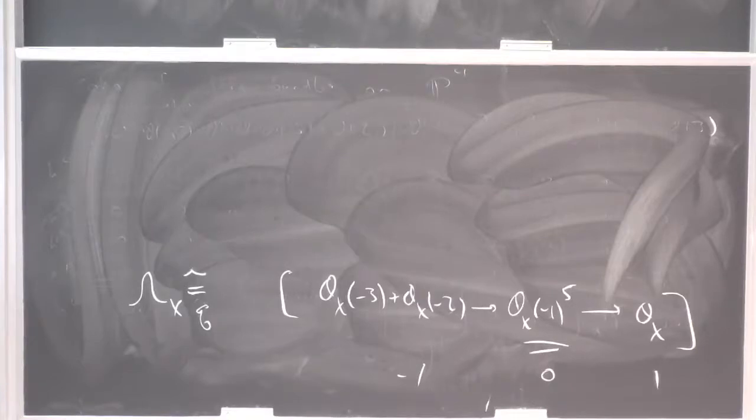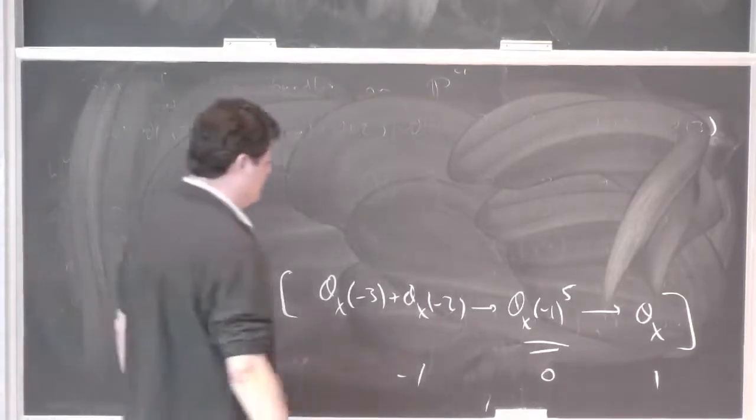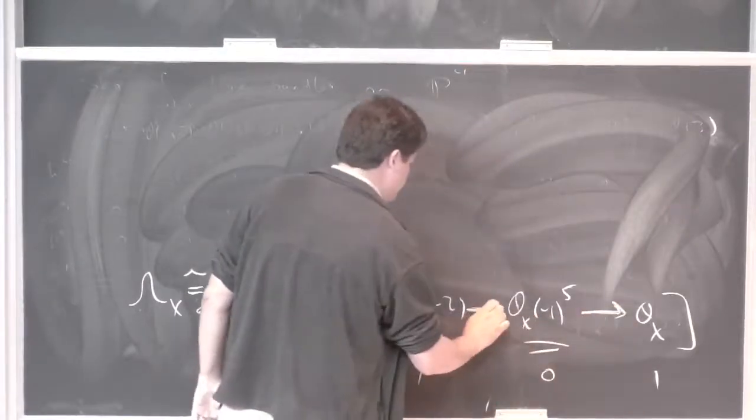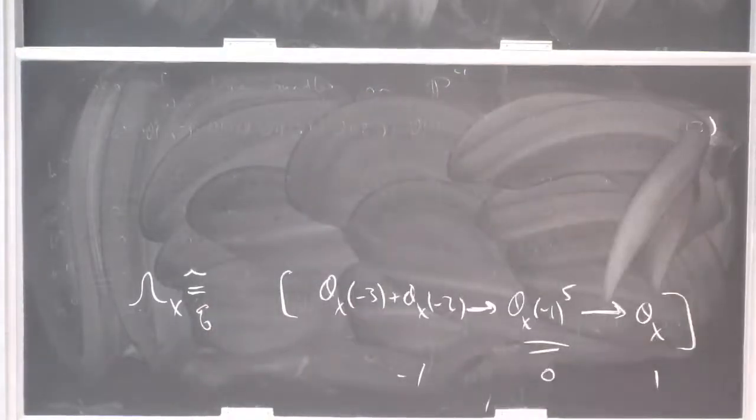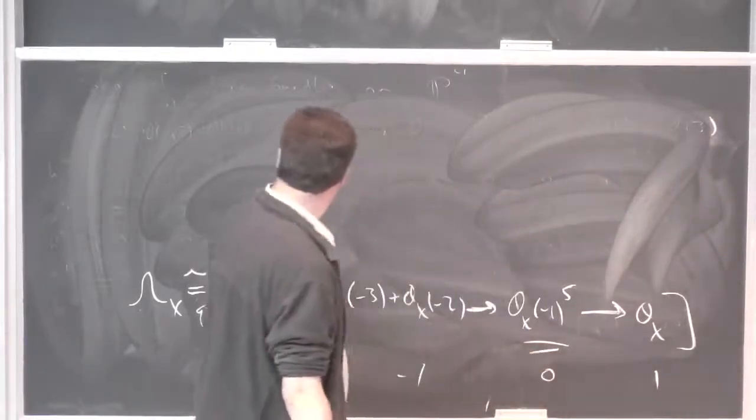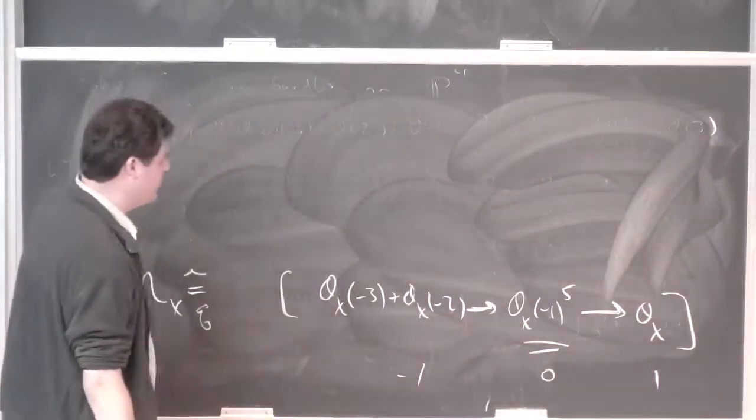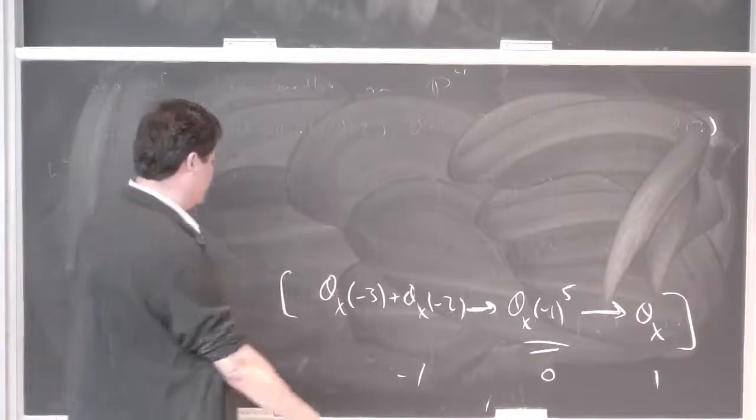Questions about that? Should I say more? Again, kernel mod image. To understand the kernel, you look here. And to understand this kernel mod this image, you look here. Okay, so now we want to use the Grothendieck spectral sequence again.